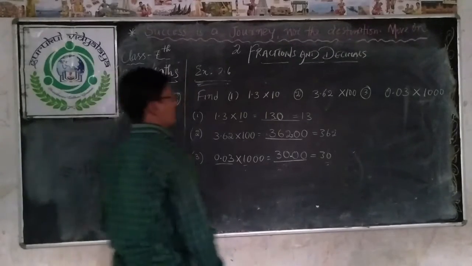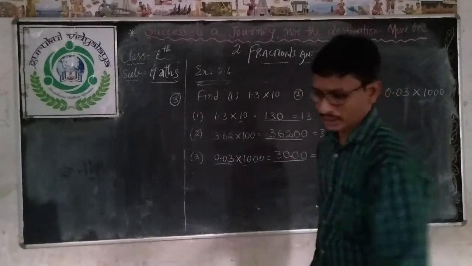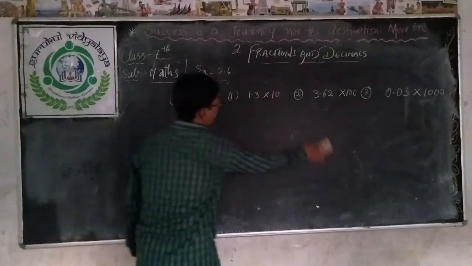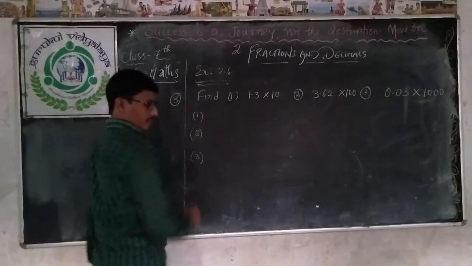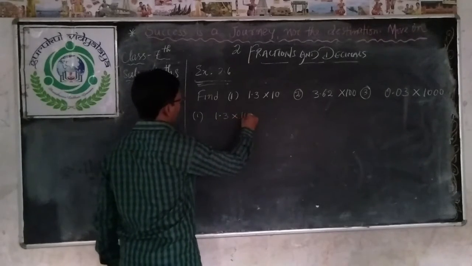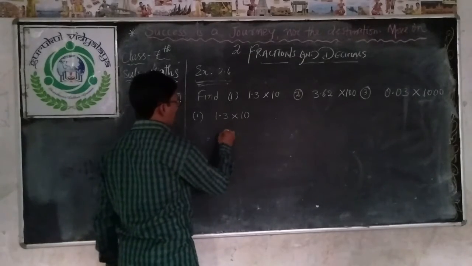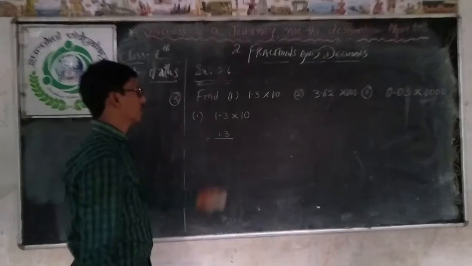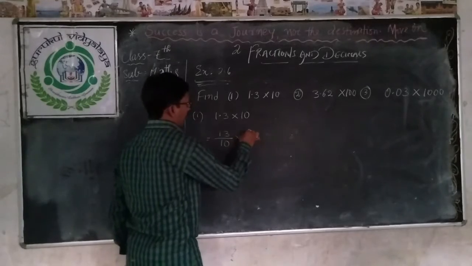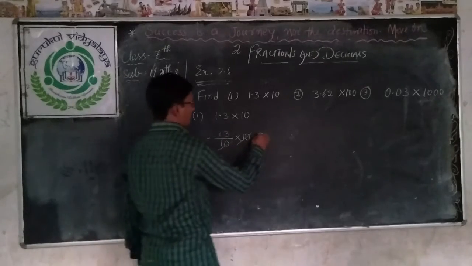And the second method, how to do this problem? See, again 1.3 into 10. You can convert this decimal number into a fractional number. So 1.3 means what? Remove the point, you will get 13. The decimal point is after which place? Tens place. So 13 by 10 into 10. So these 10s will be cancelled. 1 time. So 13 by 1 means 13.